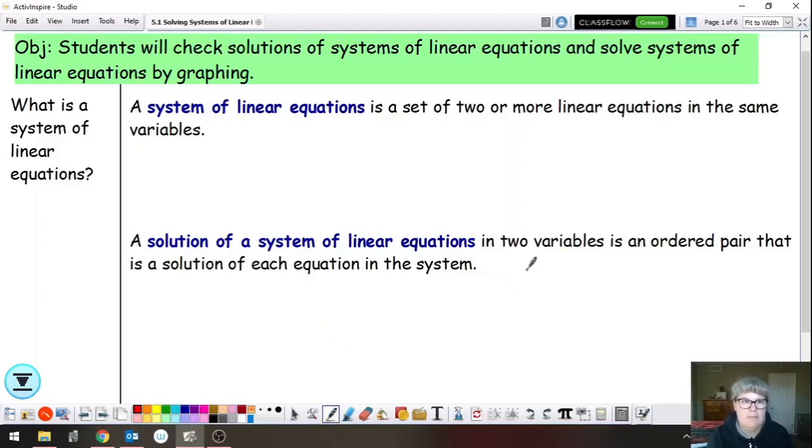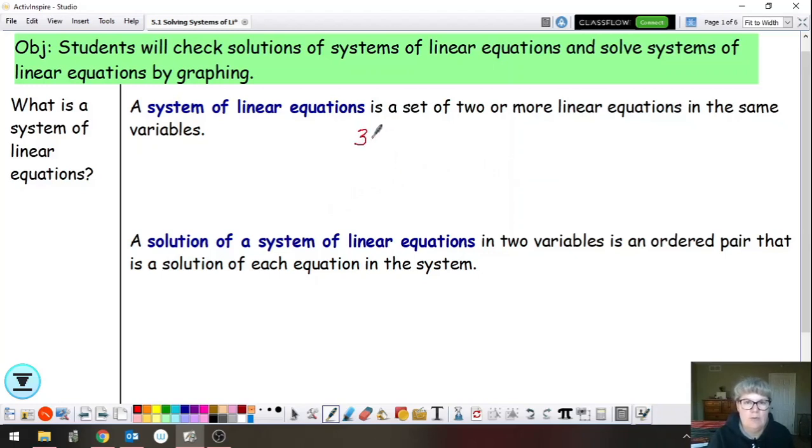Hi there, it's Mrs. Scarple, and we are starting Chapter 5, Systems of Linear Equations, specifically solving systems of linear equations. So what specifically is a system of linear equations? It's a set of two or more linear equations in the same variables. So you might be asking, what exactly does that mean, or what does that look like?